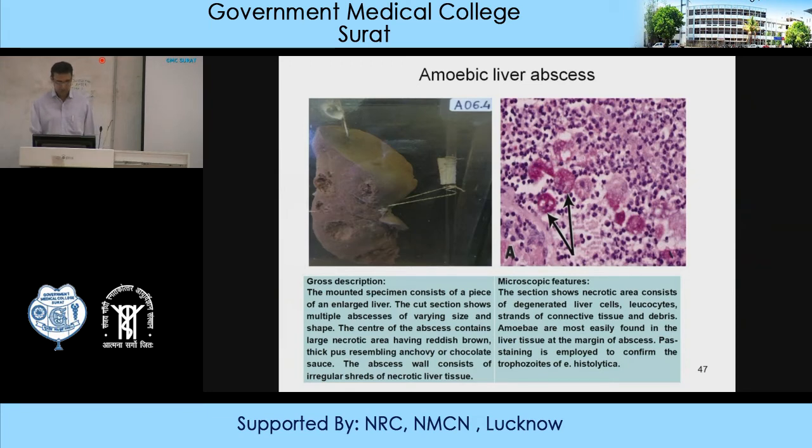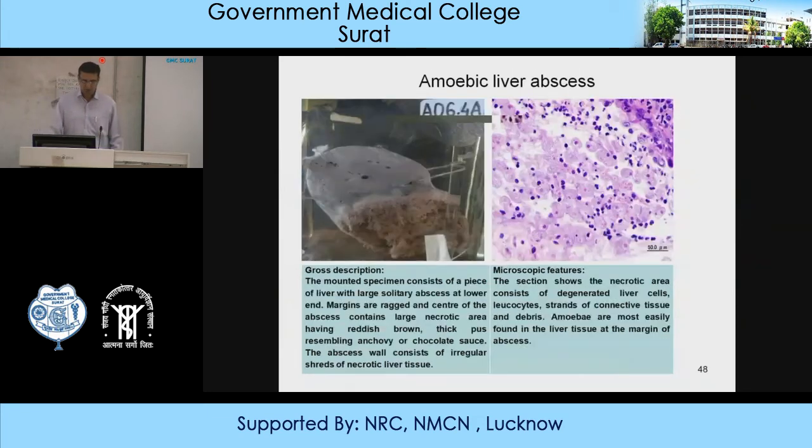See again gross and microscopic of amoebic liver abscess. The mounted specimen consists of a piece of liver with a large solitary abscess at the lower end. Margins are ragged and the center of the abscess contains a large necrotic area with reddish brown thick pus resembling anchovy or chocolate sauce. The abscess wall consists of irregular threads of necrotic liver tissue.